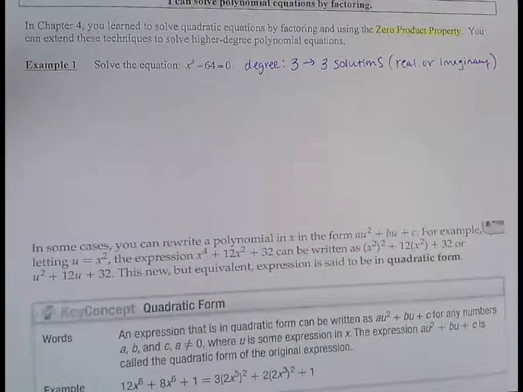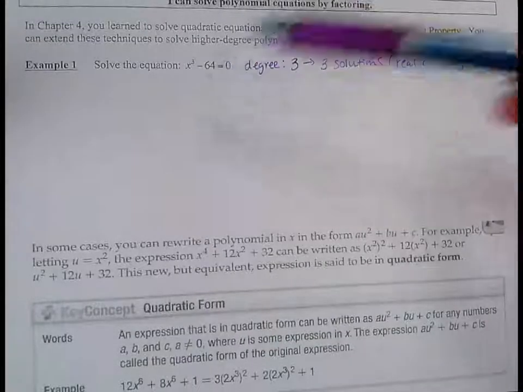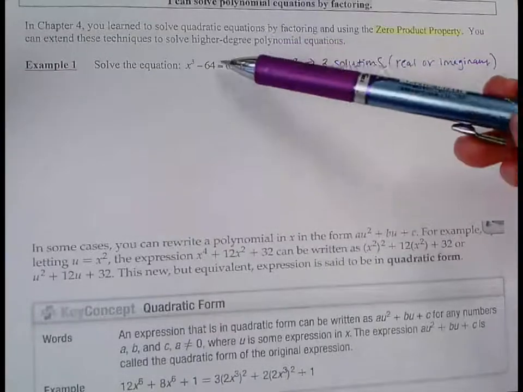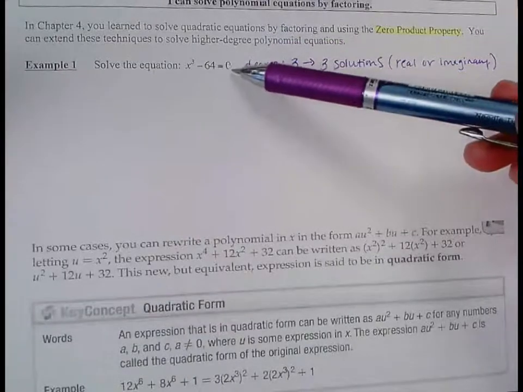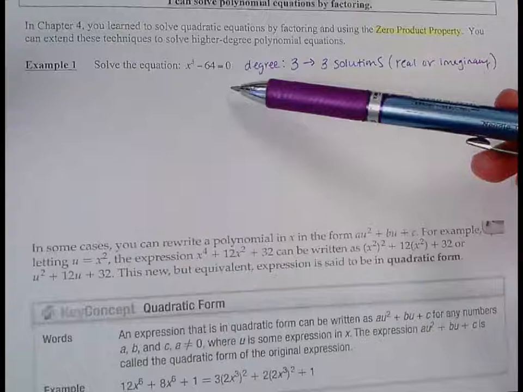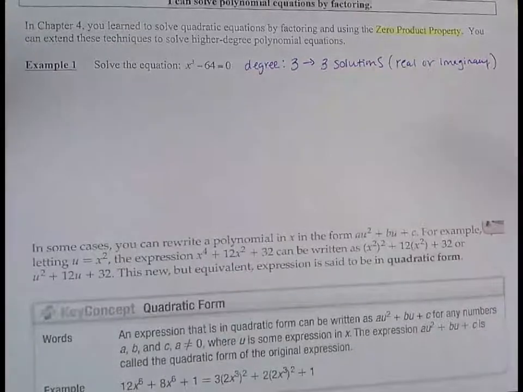The reason why we have to factor to solve this equation, because you might be looking at this equation and thinking, well, why can't I just add 64 to both sides and then take the cube root? You could, but it's only going to give you one solution, and there are 3. So to find all 3, you have to solve this by factoring.